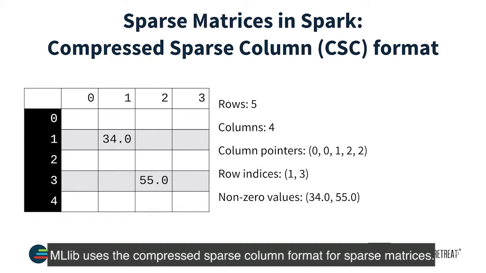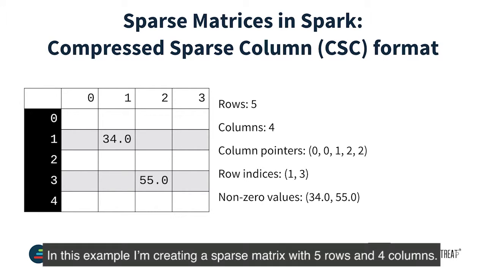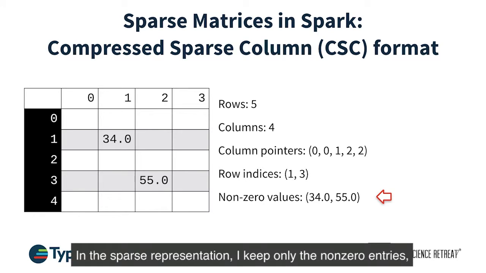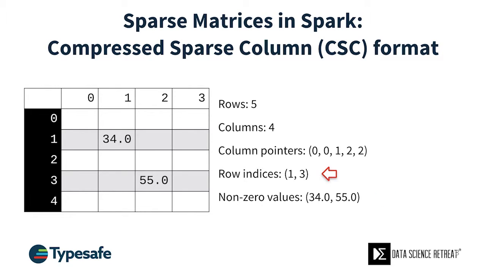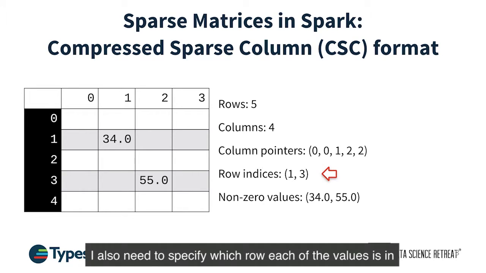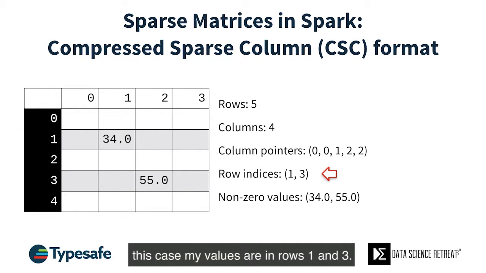MLlib uses the compressed sparse column format for sparse matrices. In this example, I'm creating a sparse matrix with 5 rows and 4 columns. In the sparse representation, I keep only the non-zero entries, so my array of values is going to be 34 and 55. I also need to specify which row each of the values is in. In this case, my values are in rows 1 and 3.